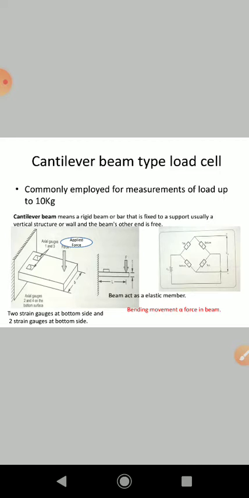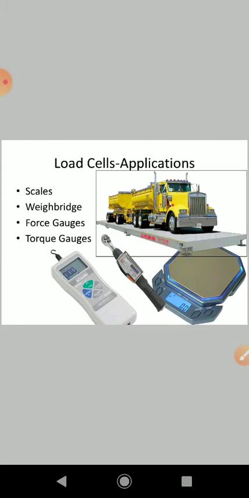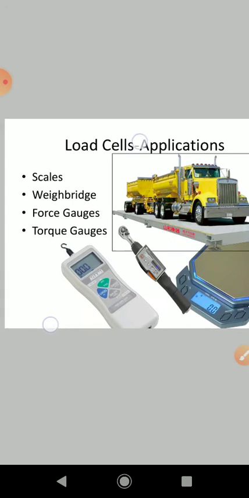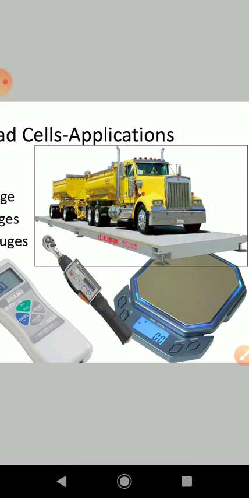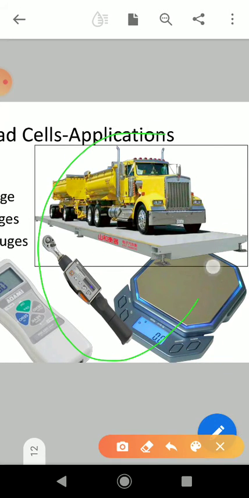Therefore this resistance can be utilized to convert the applied force into an equivalent electrical signal, and that is how we represent weight using a load cell. There are some applications of the load cell: they are utilized in scales, weighbridges, force gauges, torque gauges, etc. These are the typical applications of the strain gauge.